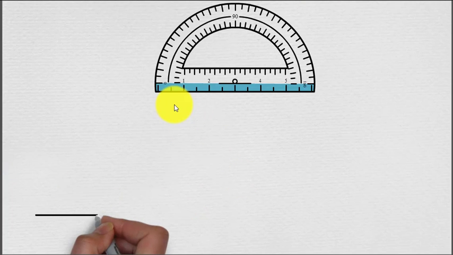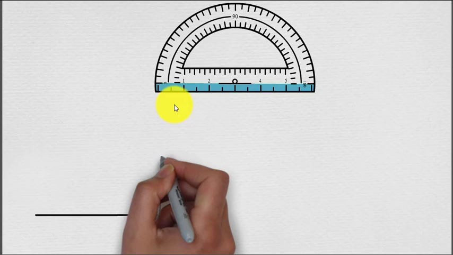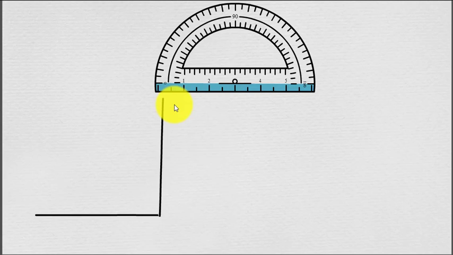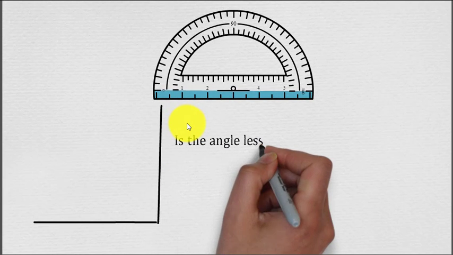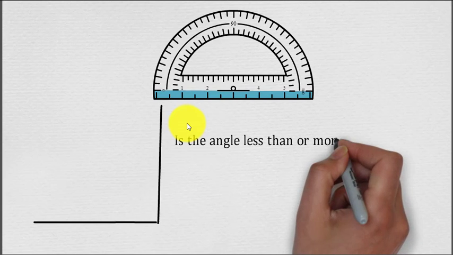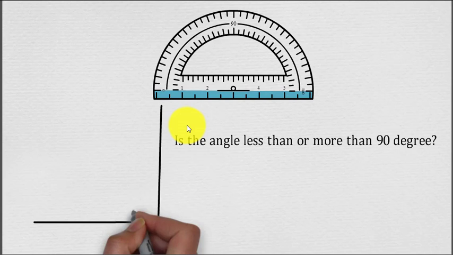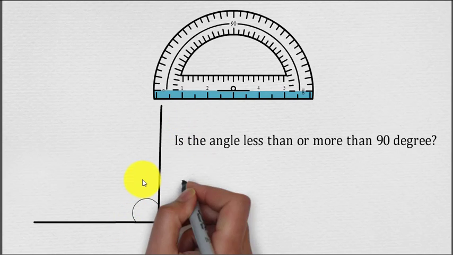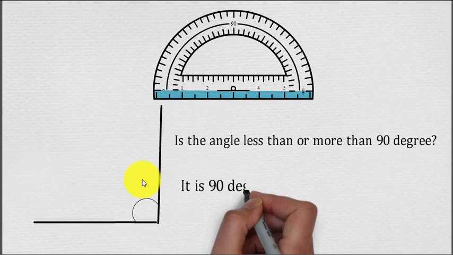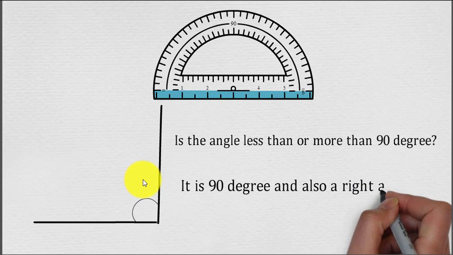Okay, now let us draw angles. Is the angle less than or more than 90 degrees? Can you please tell me? Is this angle less than or more than 90 degrees? It is 90 degrees, is it not? Yes, and also a right angle because it is very straight, is it not?